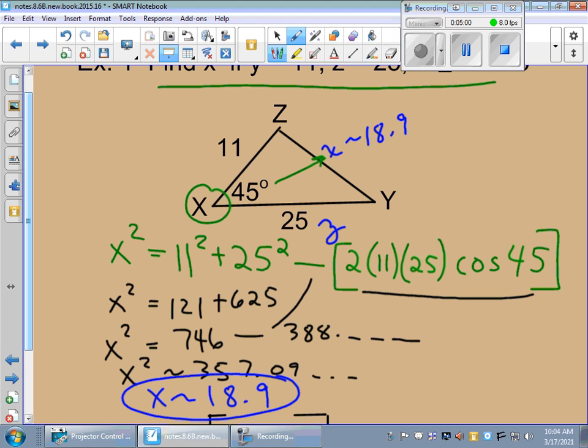Now if we wanted to solve this triangle, which we're going to do later, but I just want to get that thought in your head, now we would use the law of sines. Okay, so we would go the sine of 45 over the 18.9 equals the sine of z, let's say, over 25. So that's where we use the law of sines.